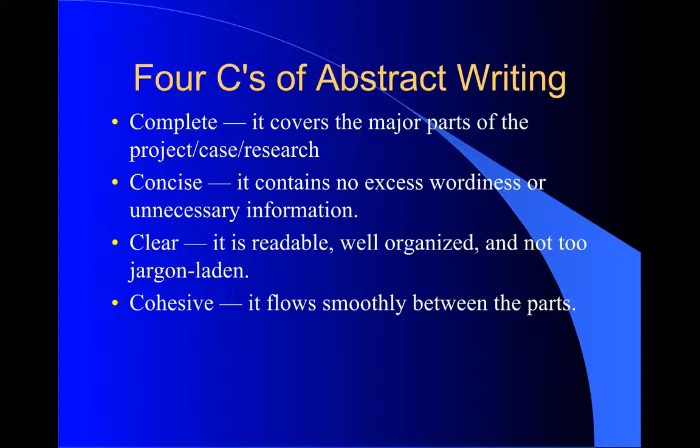Now, there are 4 C's that we keep in mind when we're writing abstracts. It has to be complete. So it needs to cover everything about your paper, including the conclusion. Like I said in class, if you're one of those people who thinks, I don't want to give it all away, the abstract is supposed to give it all away. So your conclusion and the findings of your paper should be right there in the abstract from the very start.